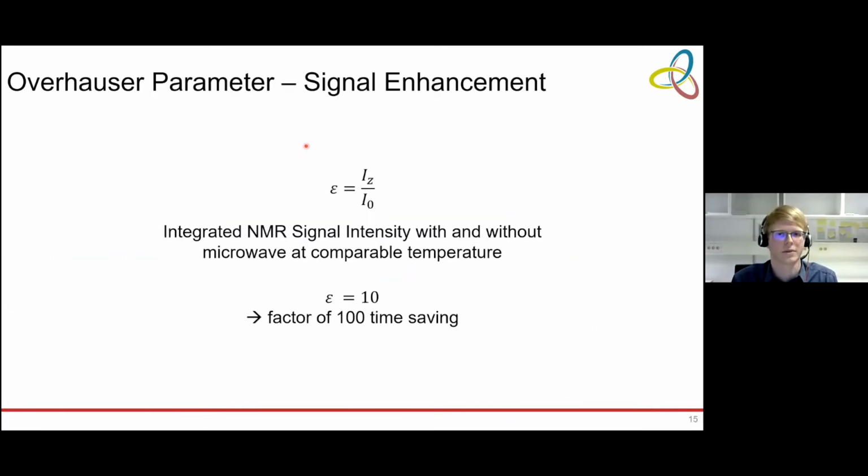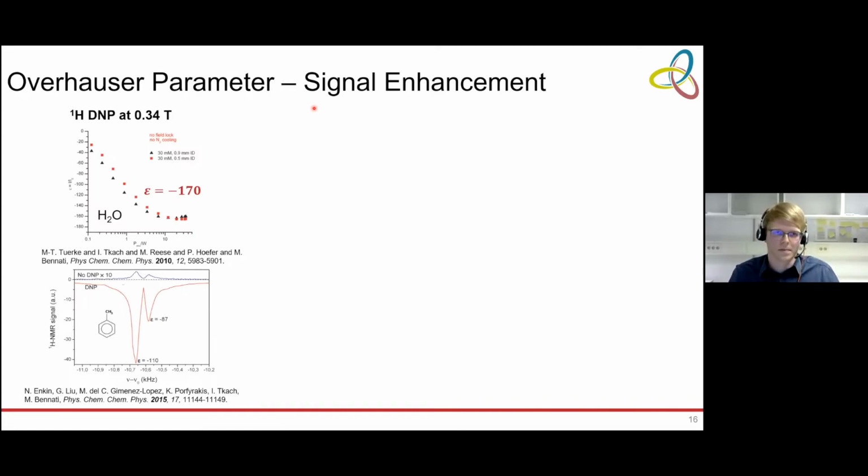Now we can look at all the different parameters, and I would like to start with the enhancement. The enhancement can be measured by measuring an NMR spectrum with and without microwaves at comparable temperatures, and then comparing the integrals. So the experiment is rather straightforward. I would like to look at a couple of different examples with you to show you what has already been done, and at what magnetic field what works, what nucleus best. This list is by no means extensive. It's simply a collection of examples.